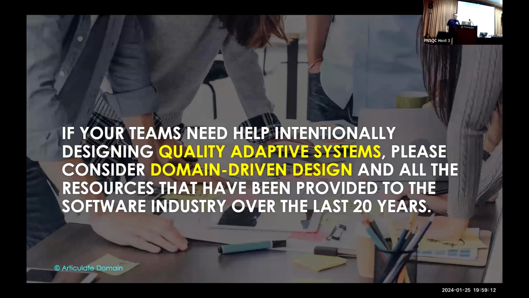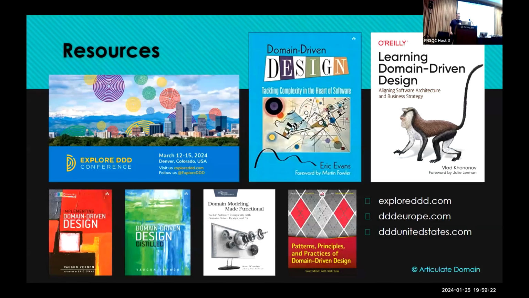If your teams need help intentionally designing quality adaptive systems, please consider domain-driven design and all the resources that have been provided to the software industry over the last 20 years. Here's a bunch of books, and there's a conference that's happening. It's specifically all about DDD. And that's my story, and I'm sticking to it.